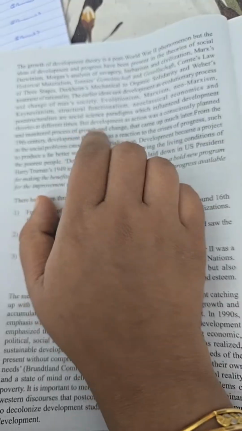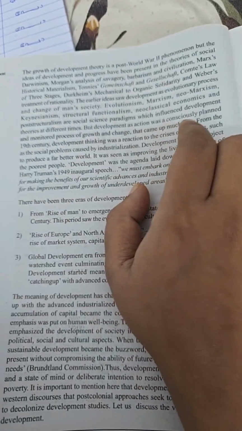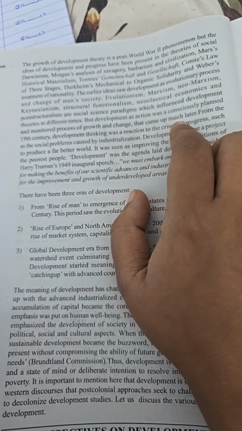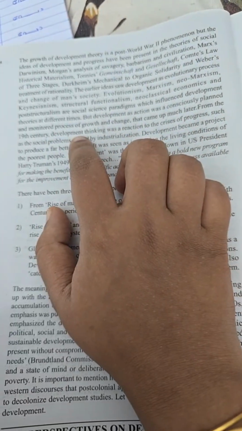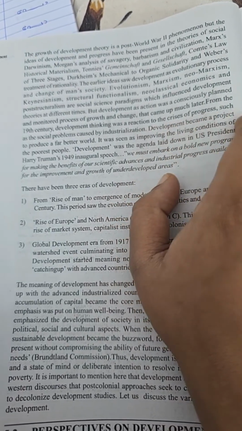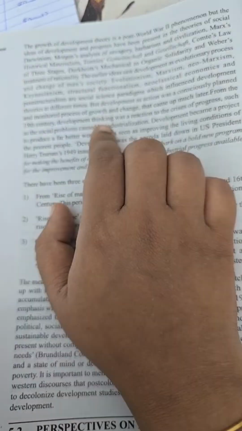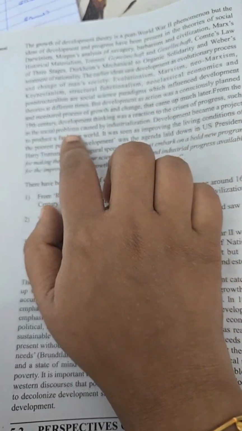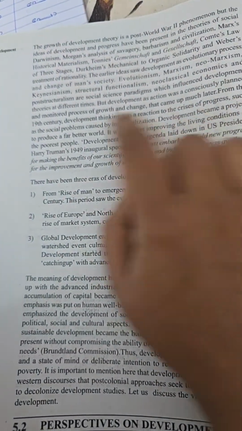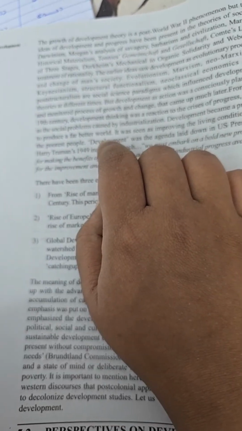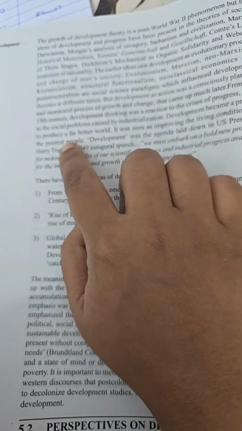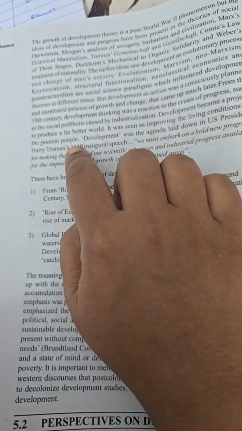But development as action is a continuously planned and monitored process of growth and change. It came up much later, from the 19th century. Development thinking was a reaction to the crisis of progress, such as social problems caused by industrialization. Development became a project to produce a far better world. It was seen as improving the living conditions of the poorest people.